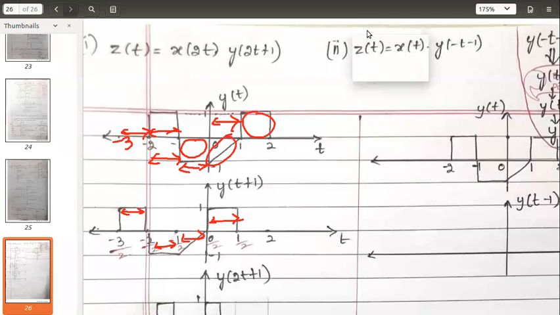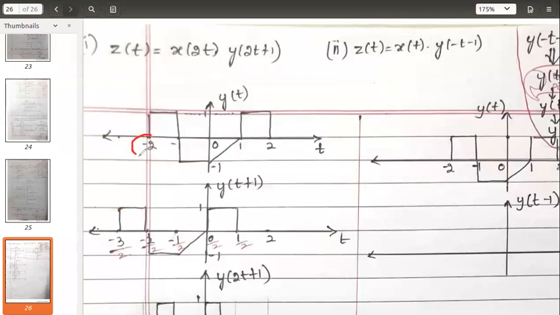Okay, you can cross verify your answer. Just take these limits, subtract, you should get a difference of 1. Take these limits, you should get a difference of 1. That is the cross verification of whether you have got the correct signal or not.